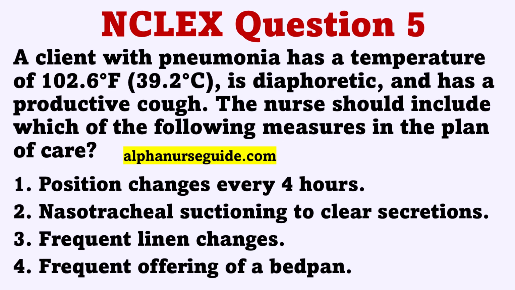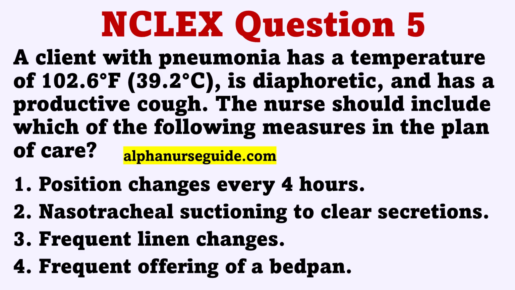A client with pneumonia has a temperature of 102.6 degrees Fahrenheit, is diaphoretic, and has a productive cough. The nurse should include which of the following measures in the plan of care? 1. Position changes every 4 hours. 2. Nasotracheal suctioning to clear secretions. 3. Frequent linen changes. 4. Frequent offering of a bedpan. The correct answer is 3.